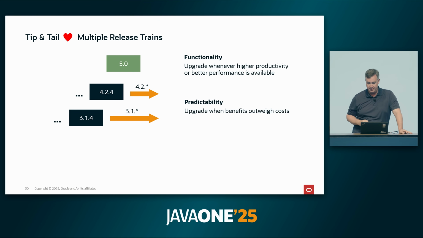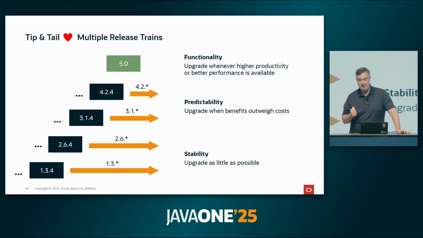Suppose you run the 3.star releases and you don't want to jump all the way to the 5th generation of the library. Maybe too many APIs were changed. Maybe features were removed. You can stay on the 3.1 tail for a long time, or if the benefits outweigh the costs for you, you can upgrade to the 4.2 tail. I'm not saying that the upgrade from 3.star to 4.star will be trivial, but it will definitely be easier than chasing the latest generation in the tip.